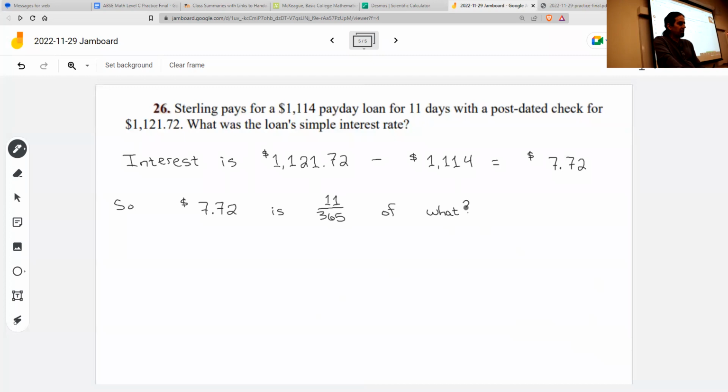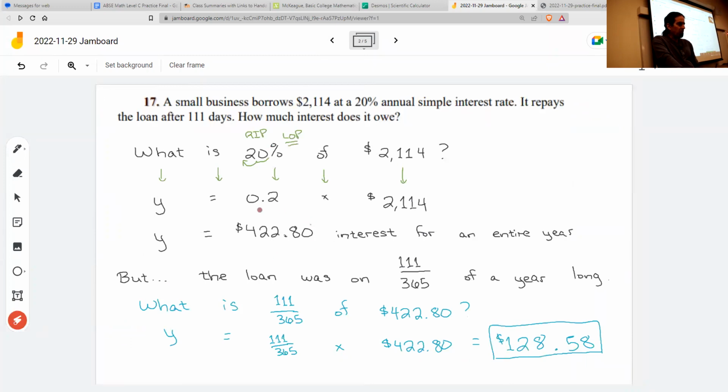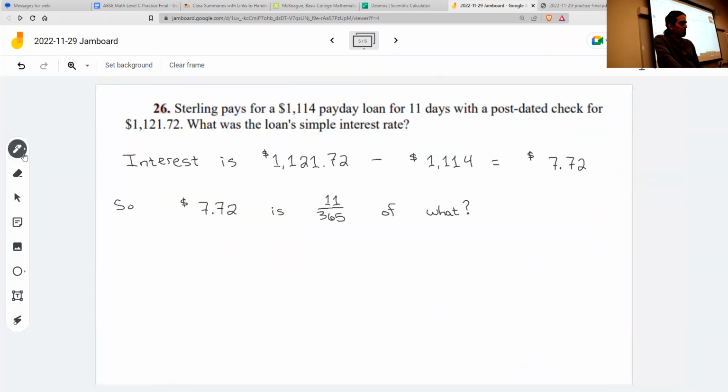Does that make sense to ask as our first question? We always need, as an intermediate, what's the interest for a whole year? So that's the first thing we're going to try and find again. So translate that.